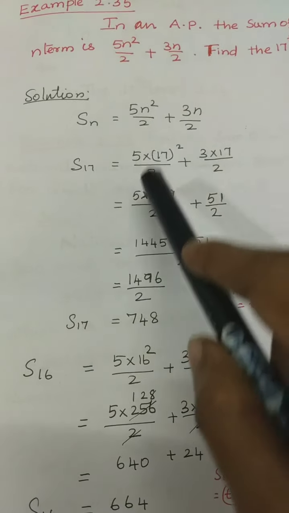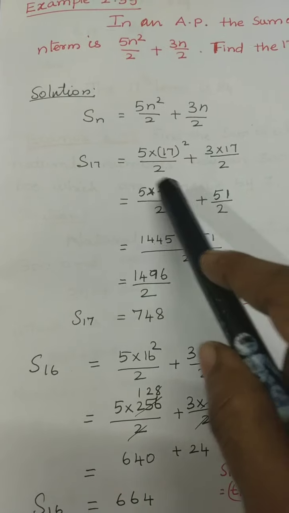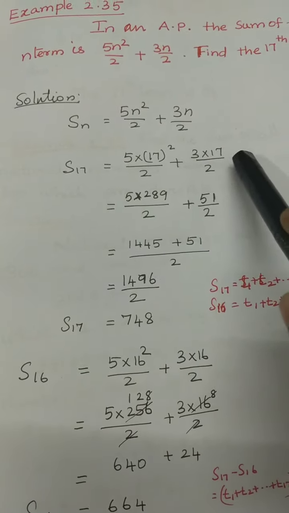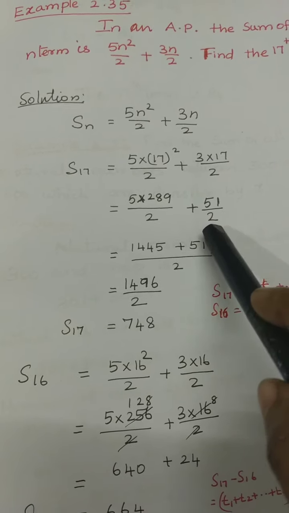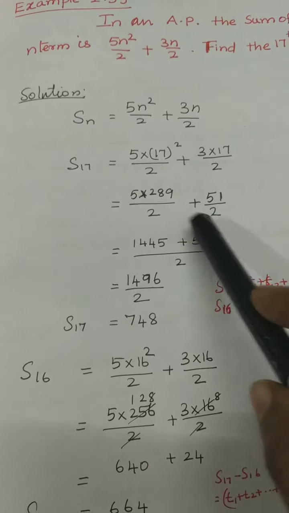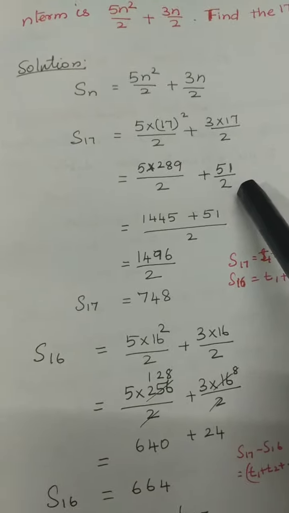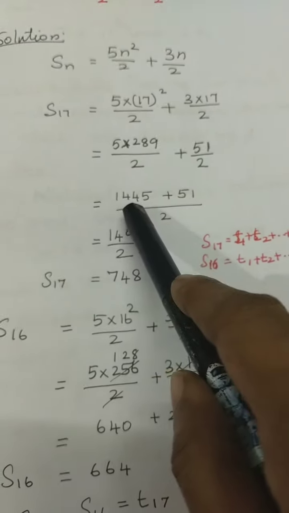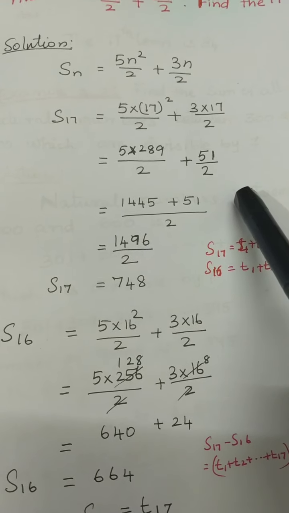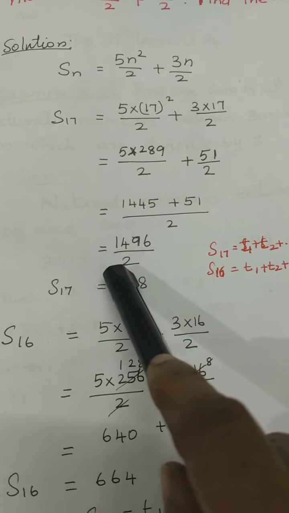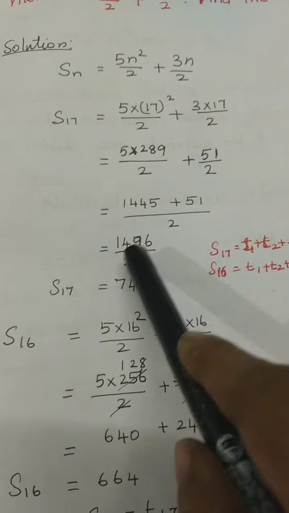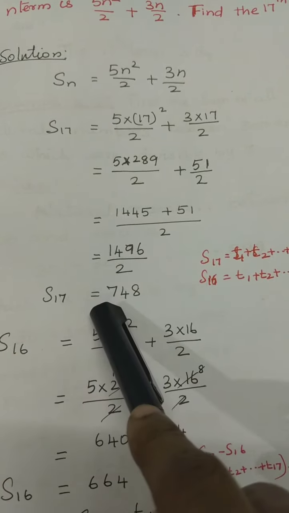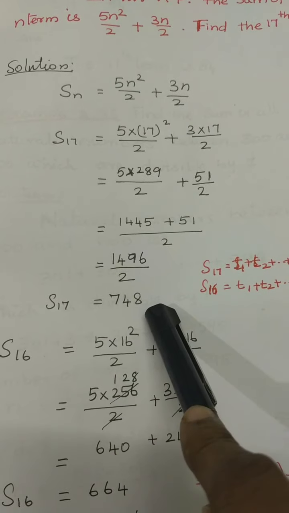Then 17 17s are 289. Into 5, it is 1445. Then 3 17s are 51 by 2. The denominators are the same here, so you take it one time. 1445 plus 51, you have to add these two. Then it will be 1496 by 2. If we cancel these two, S17 is equal to 748.